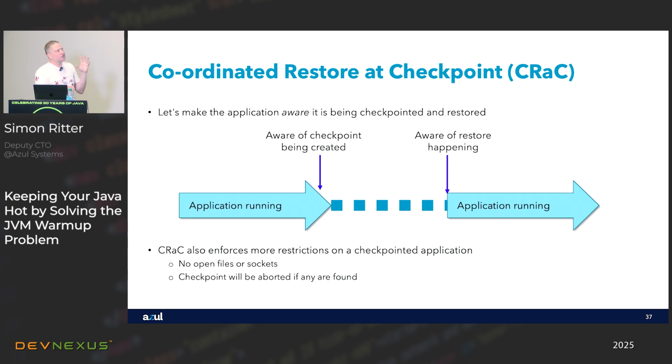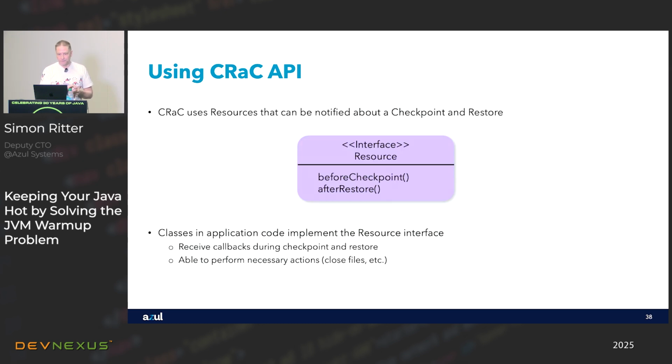What we do is we actually enforce more restrictions than CRIU does. So we say that you cannot do a checkpoint if you have any open files or sockets. All open files, all open sockets must be closed before you do a checkpoint. That way we can reliably restart the application, and then you have to re-establish those connections when it gets restored. If you try to do it with an open socket or open file, the checkpoint will be aborted.